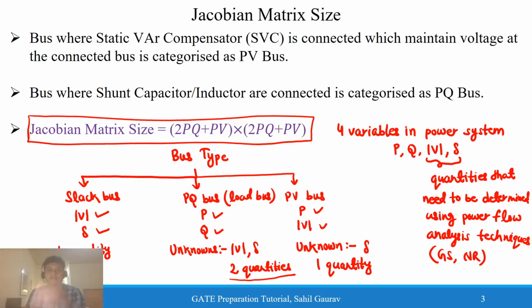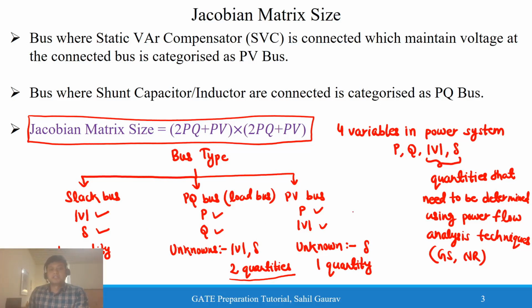Sir, you are saying that for the slack bus, the magnitude V and delta are known. Then you have written here that no quantities are unknown. But sir, active power and reactive power are unknown in the slack bus. Yes, these are unknown, and we find them after solving the load flow problem.